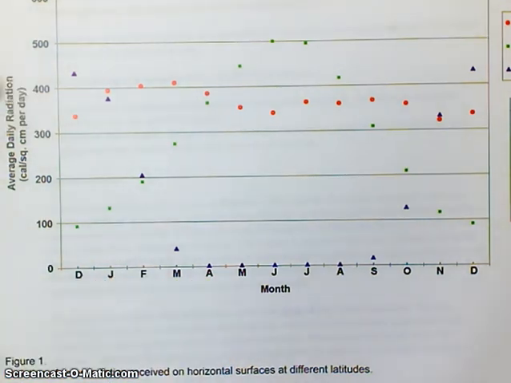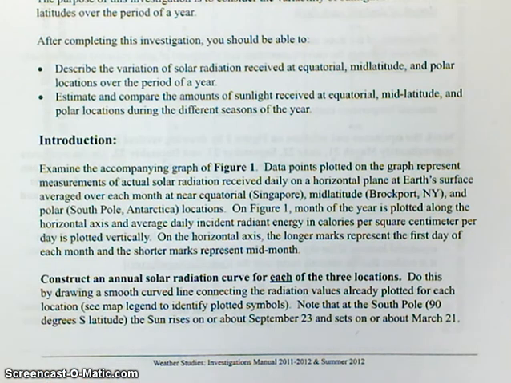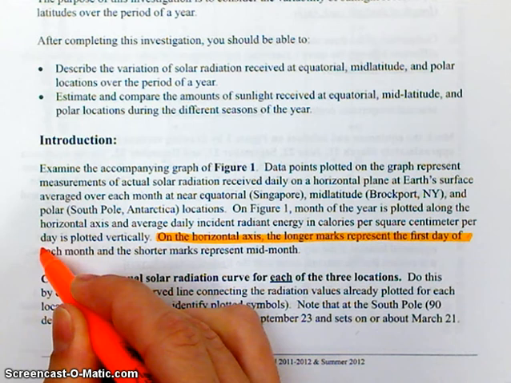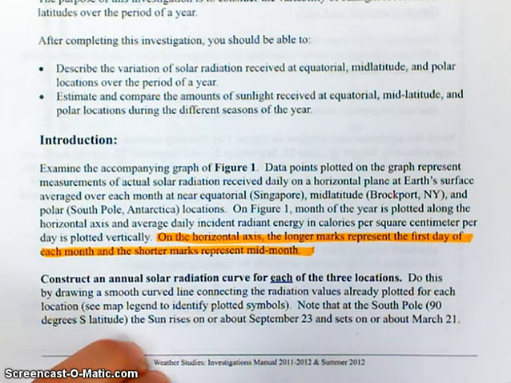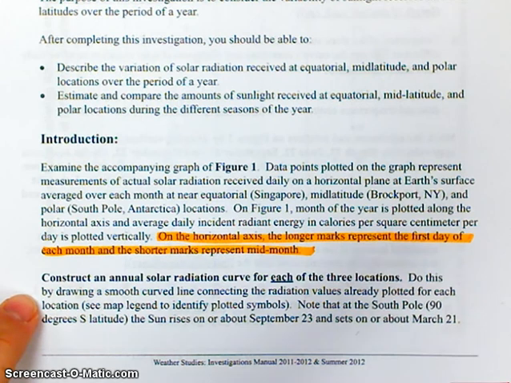All right, so I'm going to remove this, and let's go back to our introduction. Okay, so we need to remember that on the horizontal axis, the longer marks represent the first day of each month and the shorter marks represent mid-month. So just keep that in mind. And it says, construct an annual solar radiation curve for each of the 3 locations. Do this by drawing a smooth curved line connecting the radiation values already plotted for each location. So let's do that real quickly.